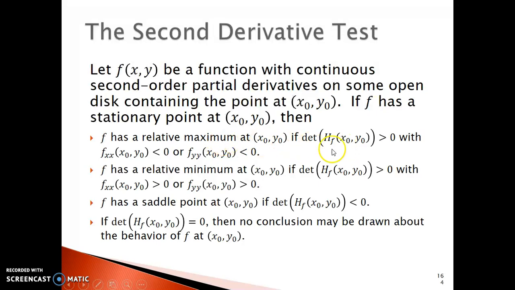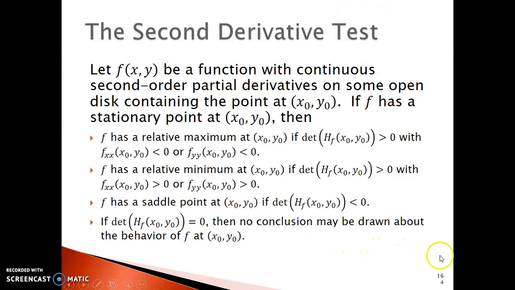So we'll have a relative maximum if the discriminant is greater than 0, with either the second partial with respect to x or the second partial with respect to y being less than 0. You will have a relative minimum if the discriminant is greater than 0 and the second partial with respect to x or the second partial with respect to y is greater than 0. You will get a saddle point if the discriminant is less than 0. And if it turns out the discriminant is exactly 0, then you can determine nothing using the second derivative test.